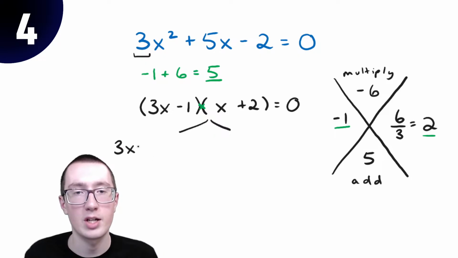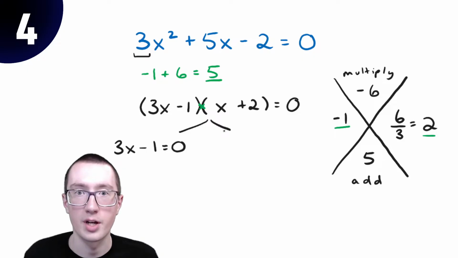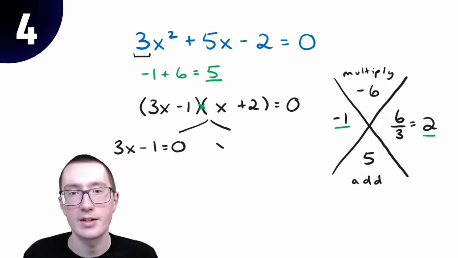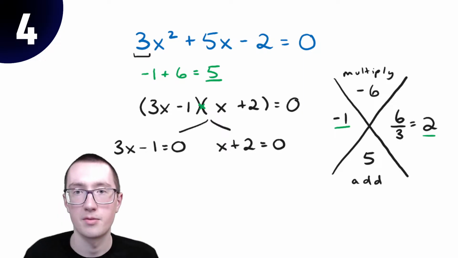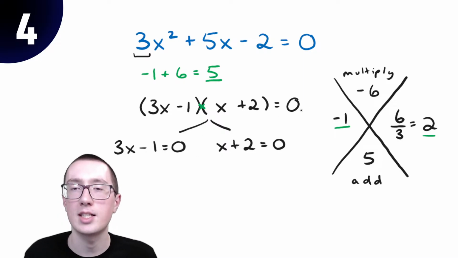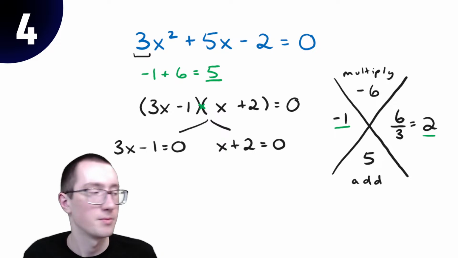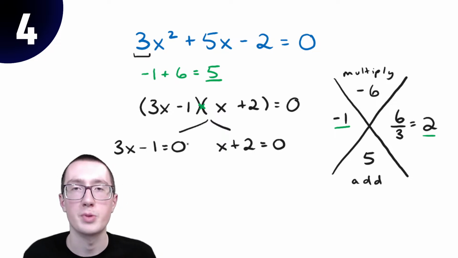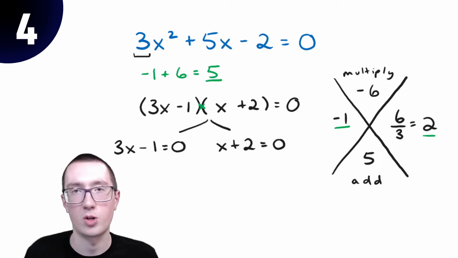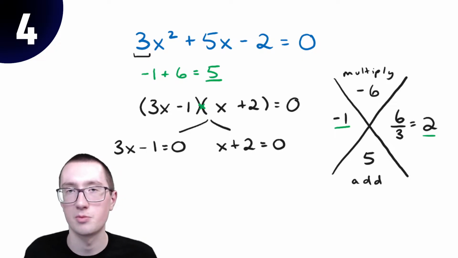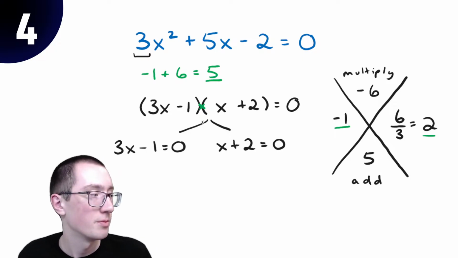If 3x minus 1 is equal to 0, then the whole thing is 0, and the equation is true. And if x plus 2 is 0, then the whole thing is 0. So just because it's equaling 0, we can split this up, only because it's equaling 0. So now we just solve these for x like normal to get our two answers. And yes, quadratic equations almost always have two answers. Sometimes they don't, but most of the time they do.